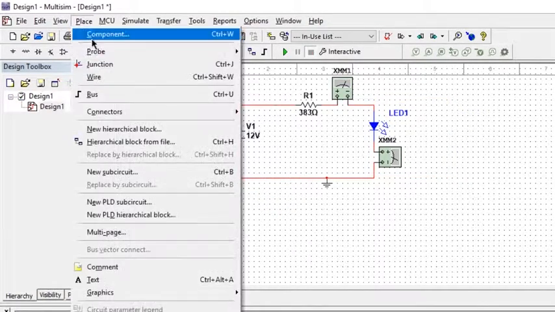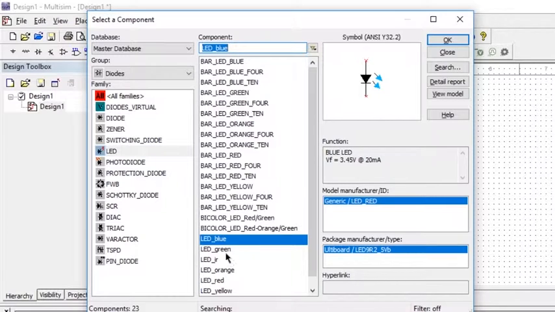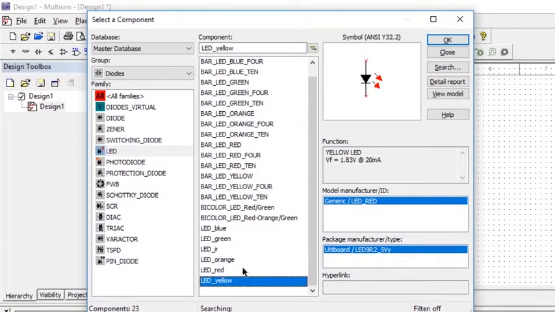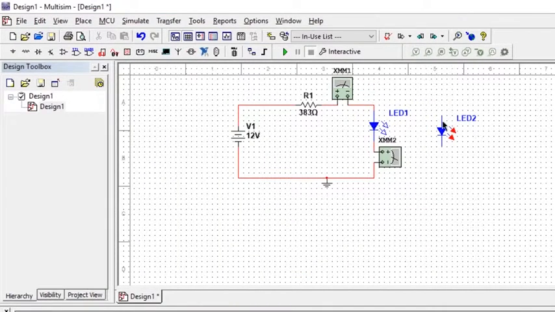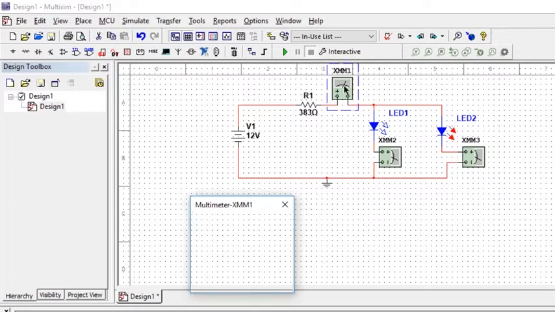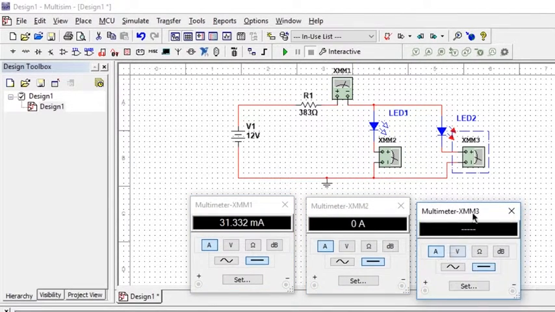Let's look at another example. So far we have been using a blue LED. Notice the forward voltage, VF, for the blue LED, and also for the red LED. The blue one has a higher forward voltage, which means it offers quite a high resistance compared to the red one. If we connect the red LED in parallel with blue, the current chooses the path of least resistance, which is the red LED.